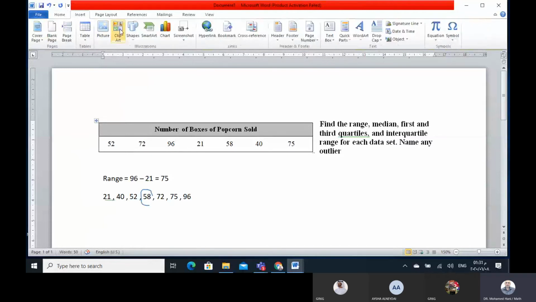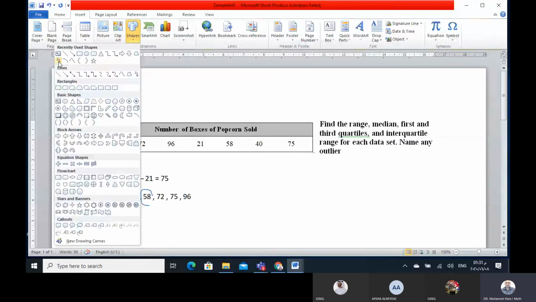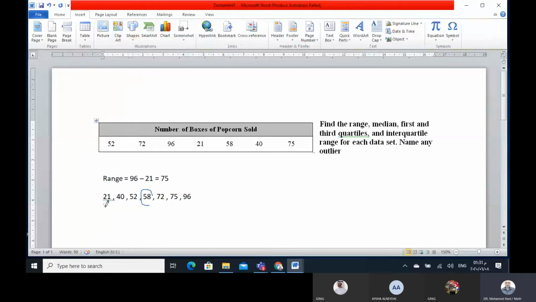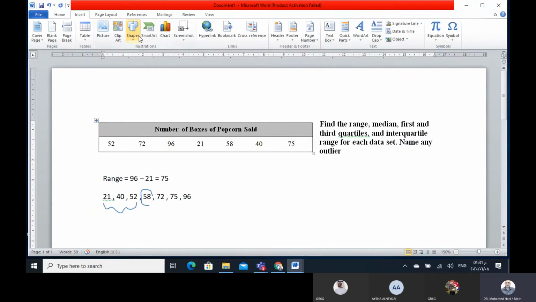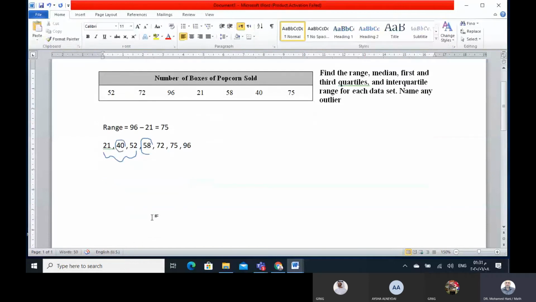Now, how to find the first quartile? Go to the first set. This is the first set. As you see, we have 3 numbers. The number in the middle is the median for this set. So this is the first quartile. This is the Q1. So I can write now Q1 equals 40.